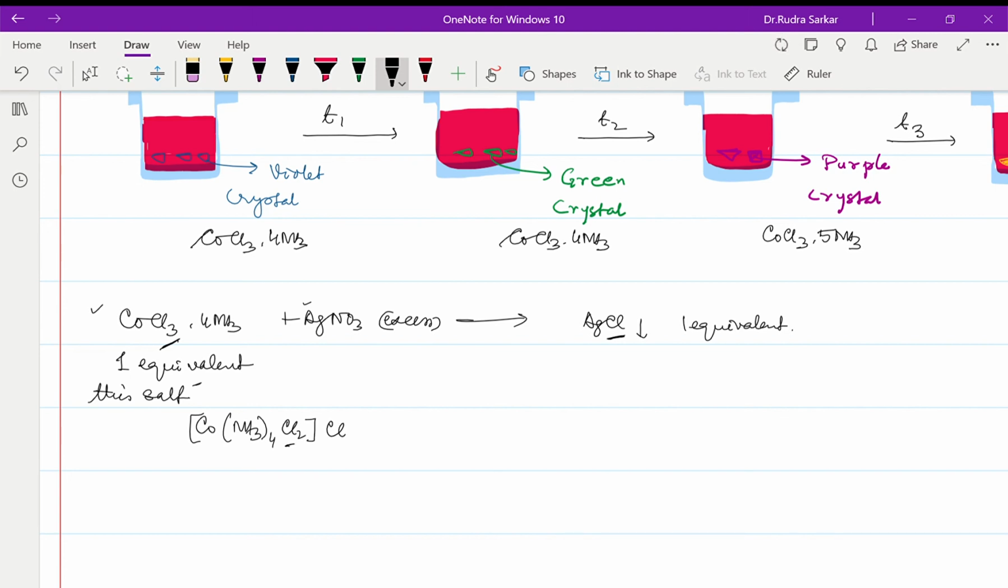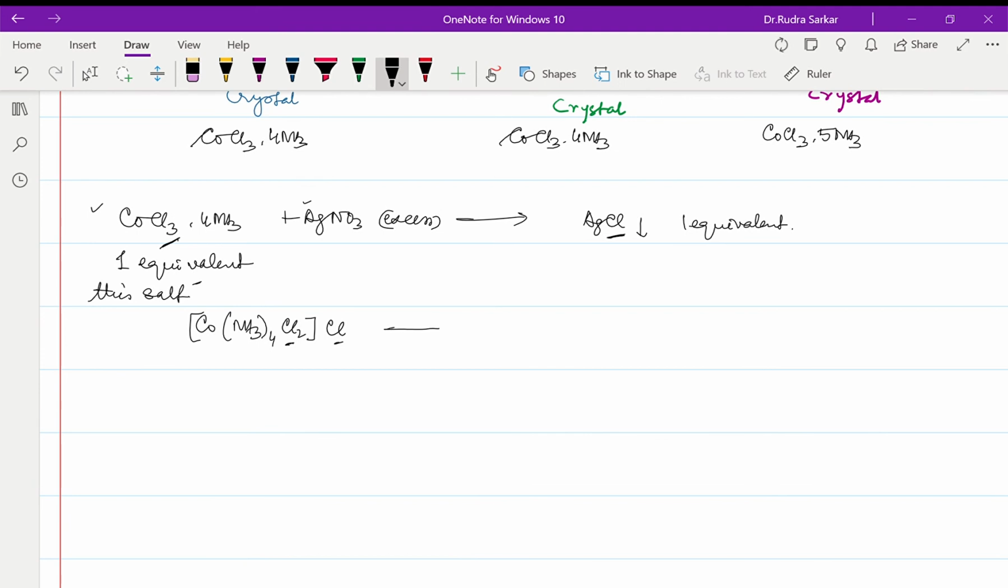That means these 2 chlorines are not free, but this 1 chlorine is free. What is the meaning of it? If you put this salt in water, it is going to split into this complex ion, where these chlorines are not free because they are held to the cobalt, and only 1 chlorine is released. Because only 1 chlorine is released, we are getting the test of only 1 chlorine when this salt is dissolved in water. That is the meaning of it.